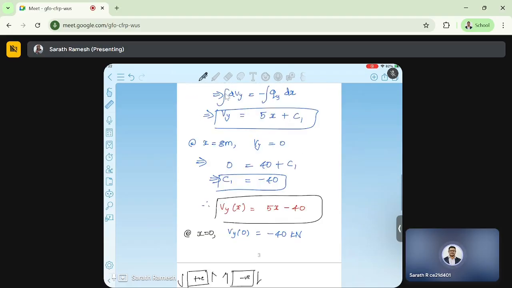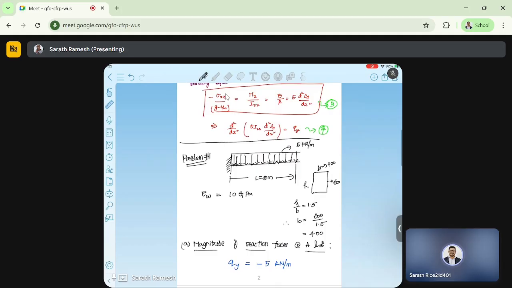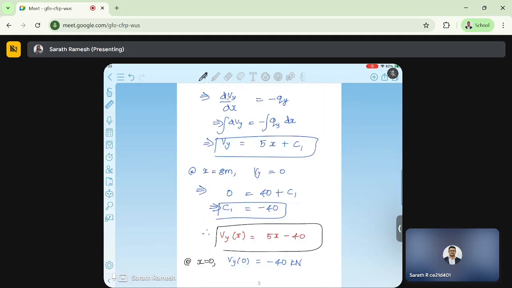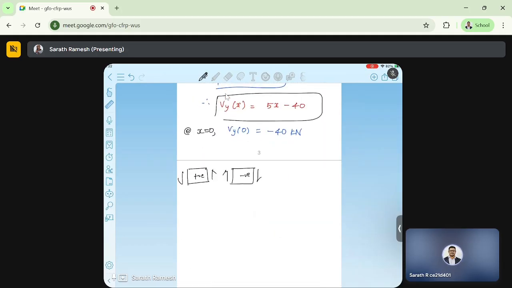So we are considering x equals 0, which is a section at the left side. So the left side will be upward. Left side upward. So my reaction at A will be 40 kilonewton upward.